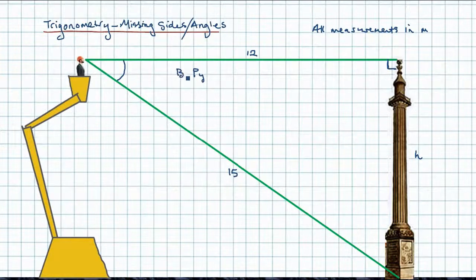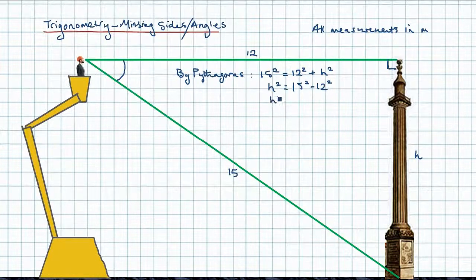So by Pythagoras, we have the hypotenuse, which is 15 squared, equals the sum of the squares on the other two sides. So we have 12 squared plus h squared. So now rearranging this, we subtract 12 squared from both sides, and we'll have h squared equals 15 squared minus 12 squared.